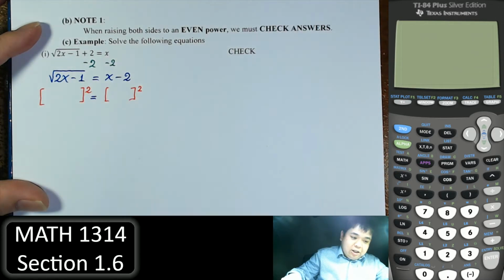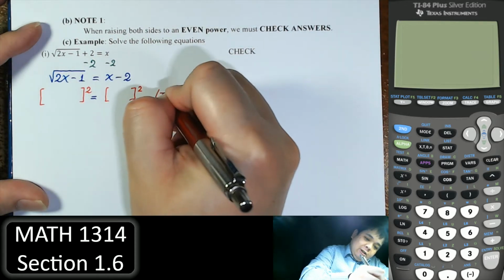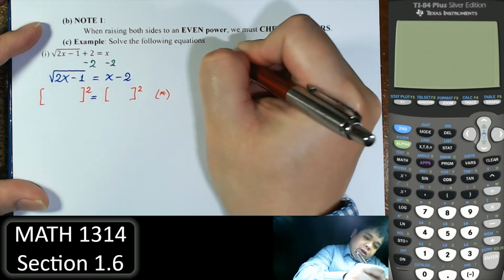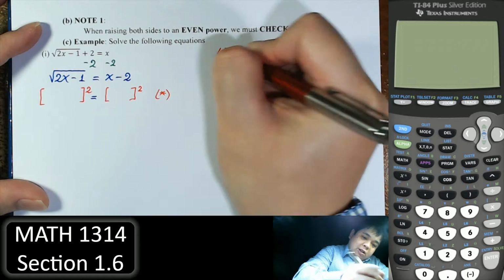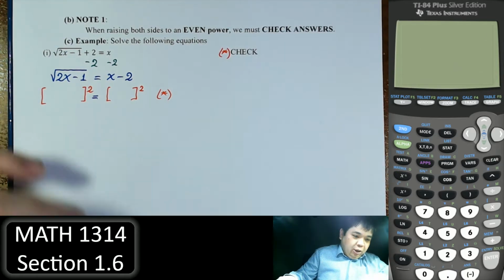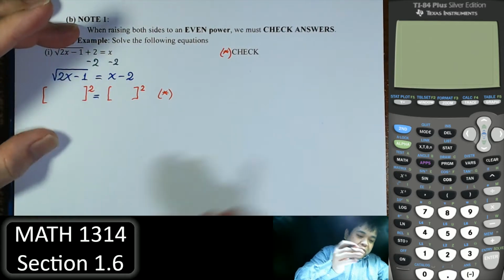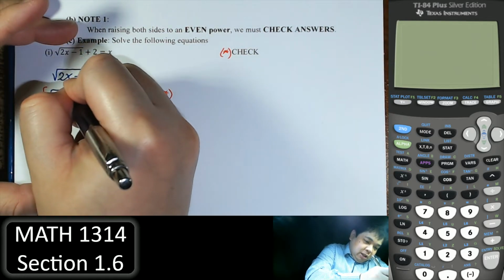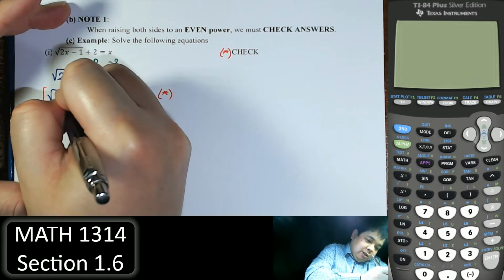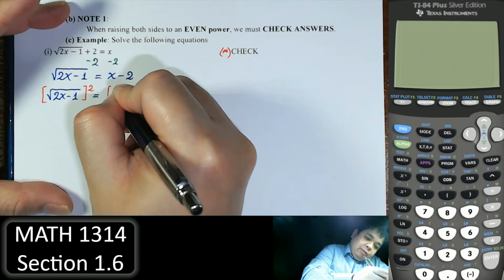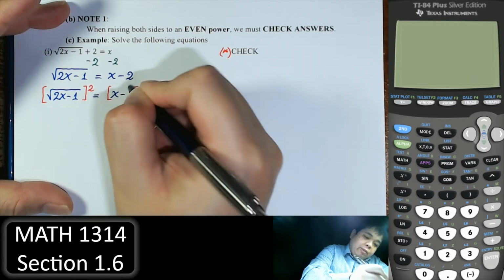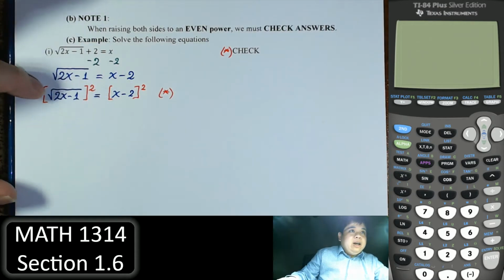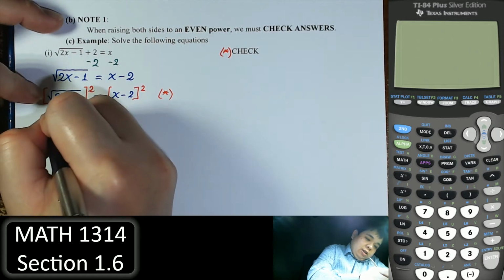When you do that, make sure that you will check the answer later. You will see why we have to check in a minute. Right, now the square cancels the square root.